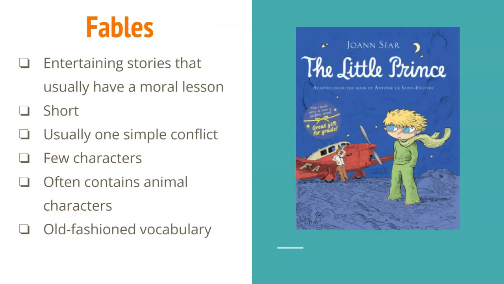The next genre is fables. So fables are entertaining stories that usually have a moral lesson. They're short, usually include one simple conflict. There aren't very many characters, and you might even see some animal characters in the story. The vocabulary might be a little old-fashioned, so it'll be a little bit different than folktales and fairy tales, which we'll talk about soon. An example of that is the Little Prince book.